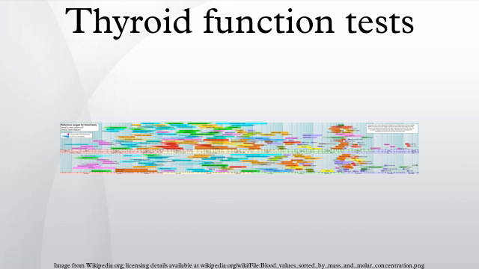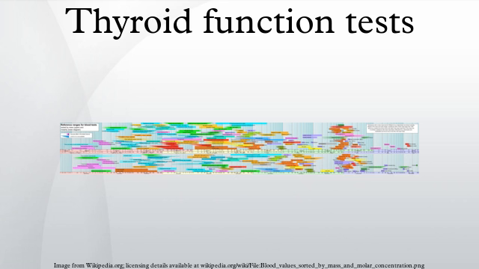Total thyroxine is rarely measured, having been largely superseded by free thyroxine tests. Total thyroxine is generally elevated in hyperthyroidism and decreased in hypothyroidism. It is usually slightly elevated in pregnancy secondary to increased levels of thyroid-binding globulin.